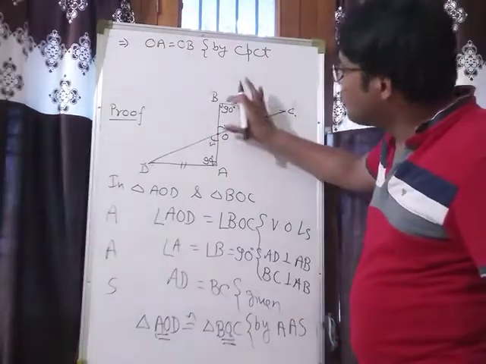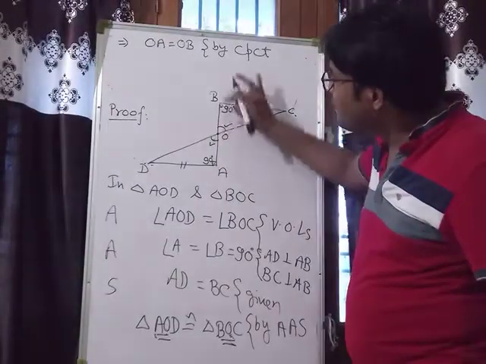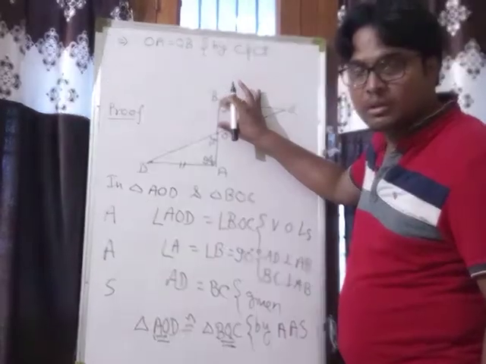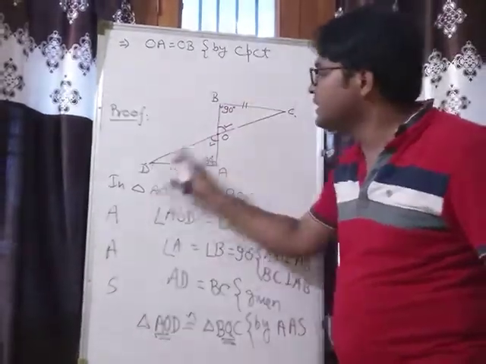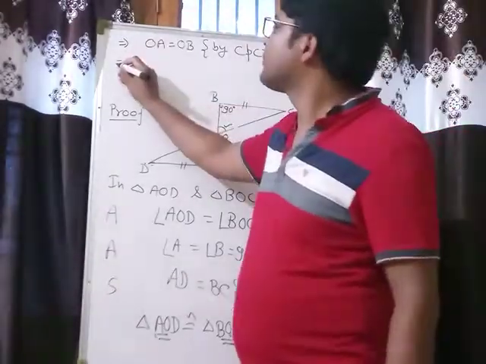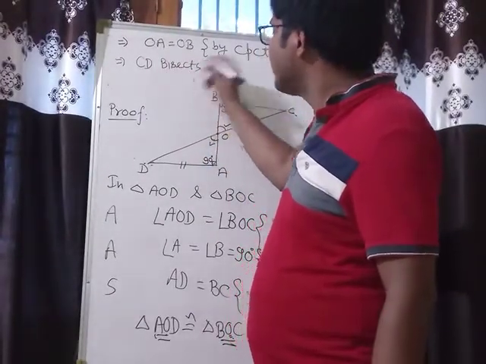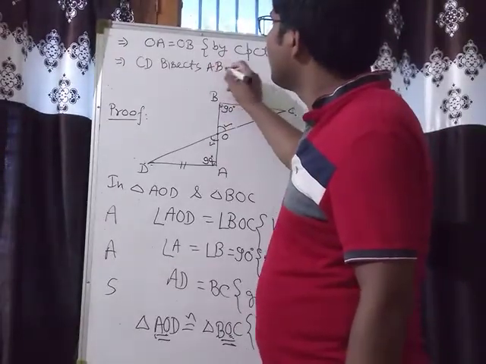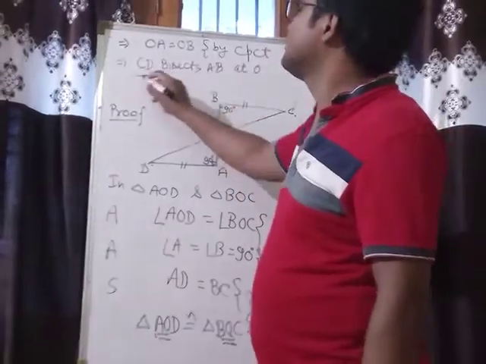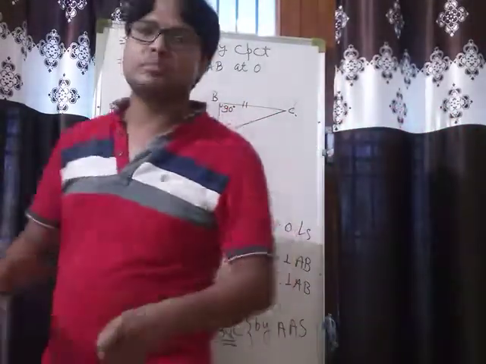Now see, OA and OB become equal, means AB is bisected in two equal parts because of this CD, because CD is cutting it and meets at O. Clearly, CD bisects AB at point O. So this is what we had to prove. So that is the proof of question number 3.